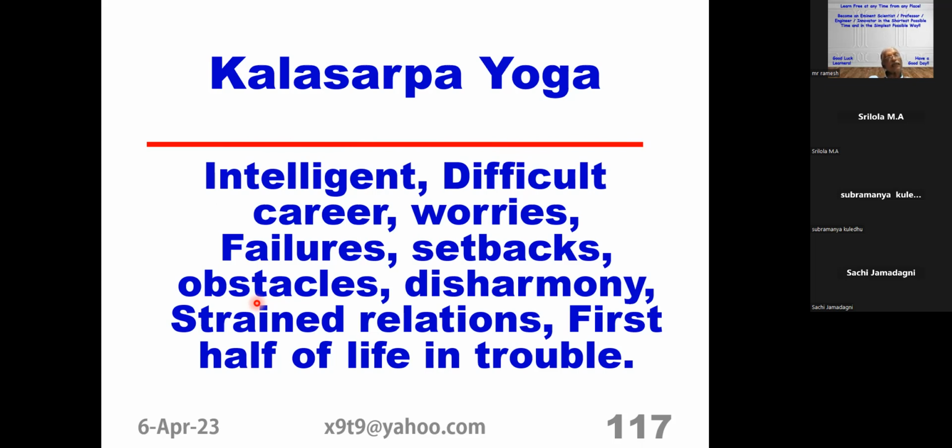These people are very intelligent. They work very hard, with difficult career, worries, failures, setbacks, obstacles, disharmony, strained relations. Generally, the first half of life will be in trouble. If the lifespan is 60 years, for 30 years they will have a lot of difficulty. If the lifespan is 80 years, 40 years will be struggling time. If the lifespan is 120 years, 60 years they will have problems.